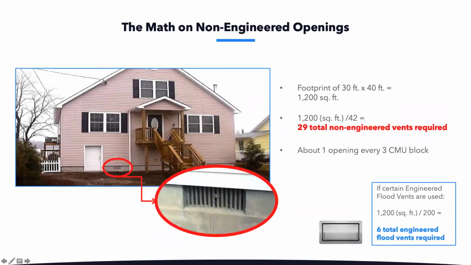So when you do that calculation, and this concerns itself with new building, again, a 1,200 square foot structure will only require 6 engineered flood vents. However, a 1,200 square foot structure will require 29 of these in order to be code compliant. And that's why places like Cape May, New Jersey, will actually come and do these re-inspections in order to make sure that there's adequate flood venting on the structure.